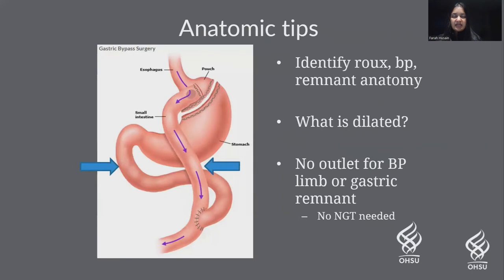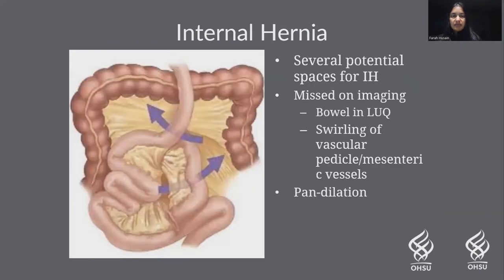Considerations for the bypass again. You want to identify your Roux limb, your biliopancreatic limb, and your remnant anatomy, and find what is dilated. This will give you a clue for what level your obstruction is at and where it might be. There's no outlet for your biliopancreatic limb or your gastric remnant. So if you see a great deal of distension in there, remember, placing an NG tube will not likely help this situation. So you may be able to avoid that discomfort for the patient if it's primarily biliopancreatic limb and gastric remnant distension. But you may have to act faster in the operating room.